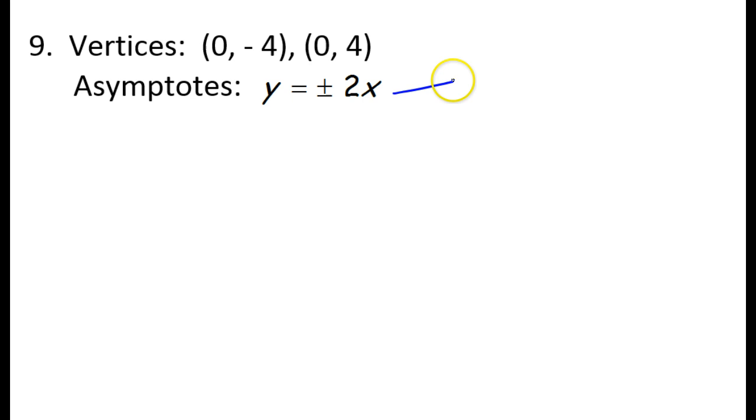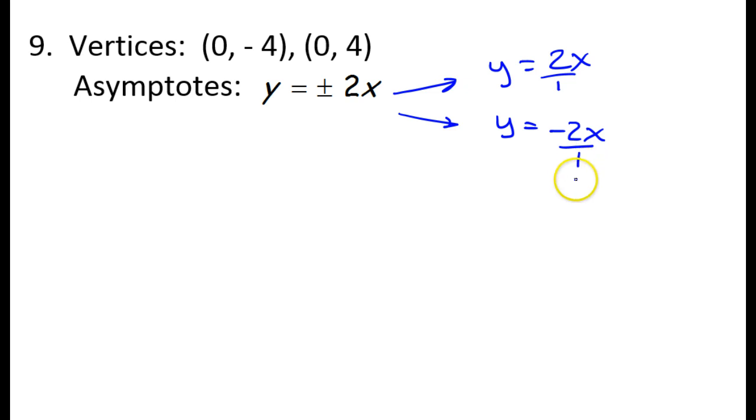Again, understand this is really two separate equations: y equals 2x and y equals -2x. That's what the plus or minus means. And the slope of 2 really is like 2 over 1 and -2 over 1. The y-intercept here is 0. It's like y equals mx plus nothing. So these asymptotes pass through the origin, and this one has a slope of 2.